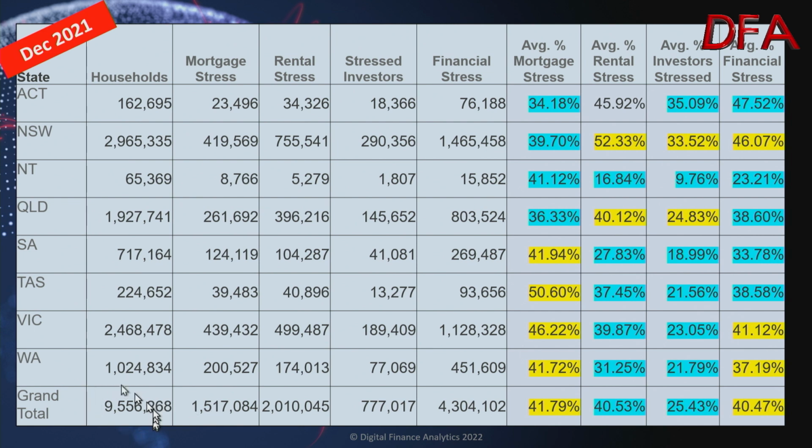The total household count there is 9.55 million. It's moving up and down a little bit as people move around the place. I noticed some drifts from Victoria to Queensland, for example. So Queensland is growing.